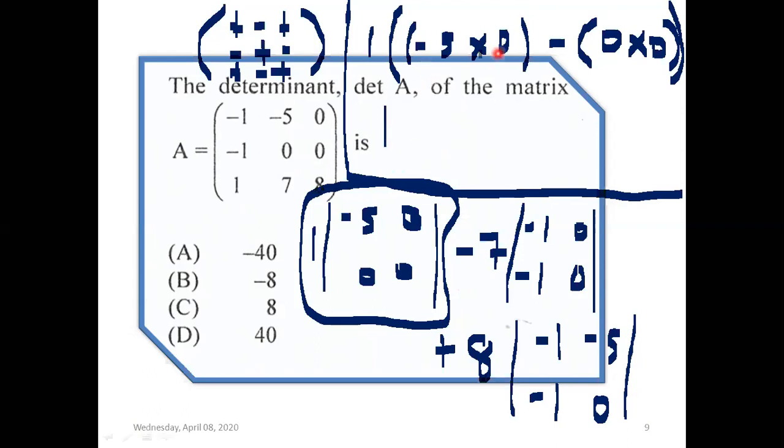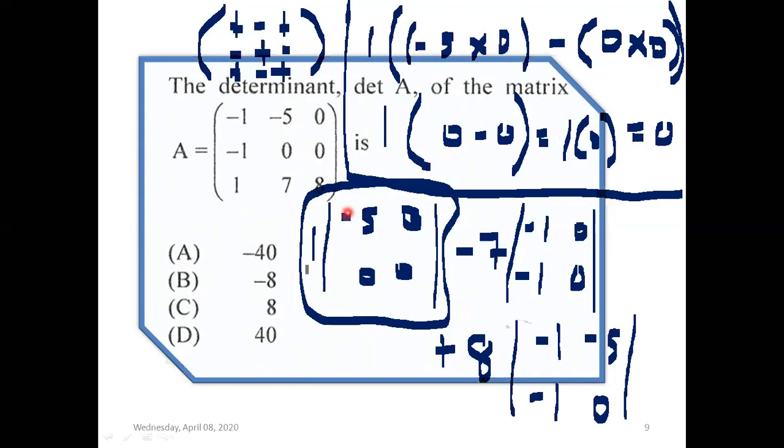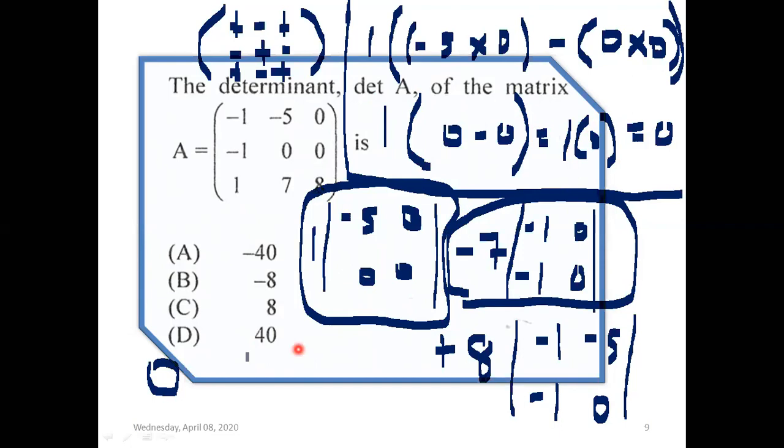Now anything times 0 gives 0. So -5 times 0 is 0. And 0 times 0 is 0. 0 minus 0 is 0. And 1 times 0 is 0. All right, so all of this is 0. Right. So you're going to work out this piece now, that's 0 too, work out that piece, and work out that piece. Add up everything, and that will give you the determinant.